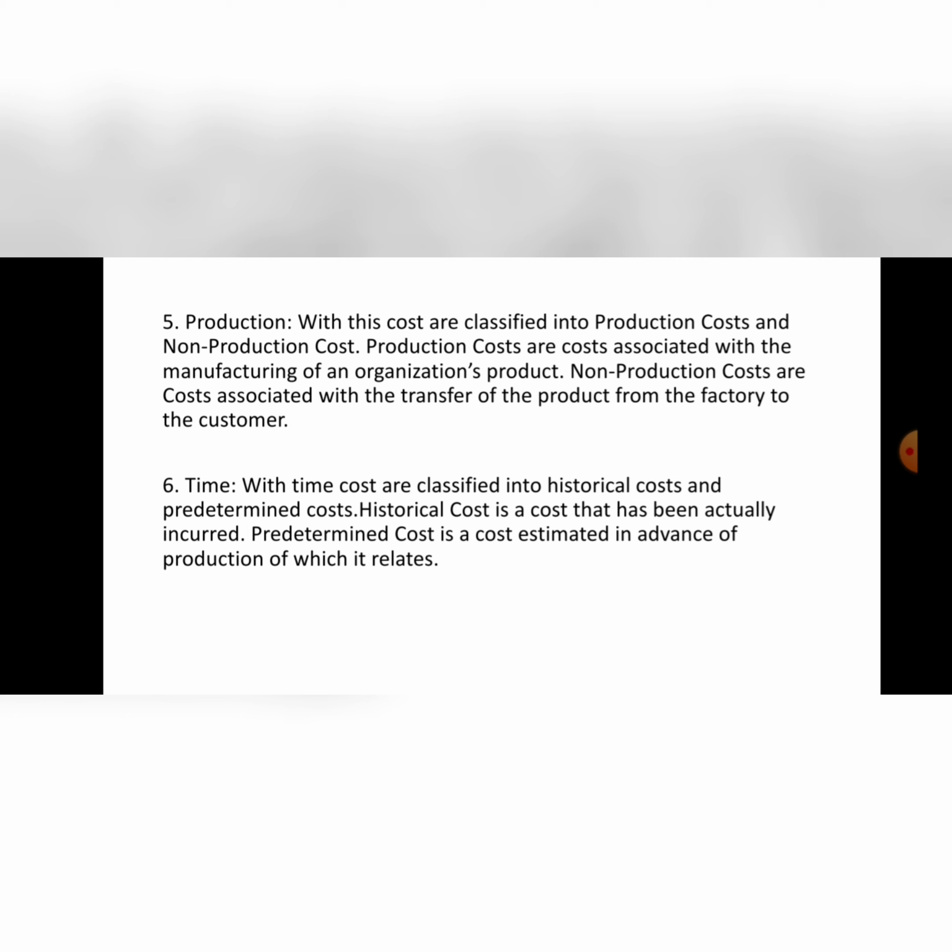Six, time. With time, costs are classified into historical costs and predetermined costs. And someone may ask, what are historical costs and predetermined costs? Historical cost is a cost that has been actually incurred. It is also known as actual cost. And predetermined cost is a cost estimated in advance of production to which it relates.